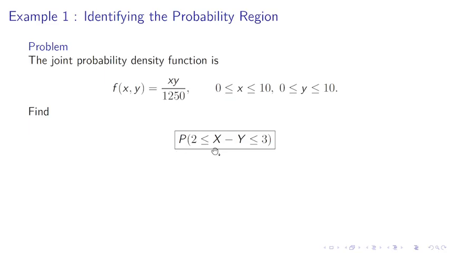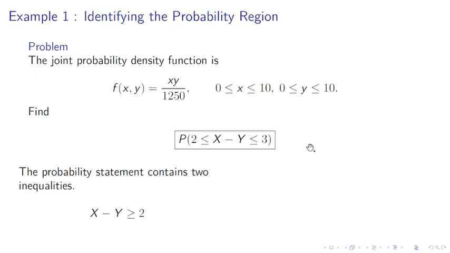Probability of 2 less than or equal to x minus y less than or equal to 3. The probability statement contains two inequalities. x minus y must be greater than or equal to 2, since 2 is the minimum boundary for x minus y, and it must be less than or equal to 3. These two conditions are involved in our problem, so we need to find the probability such that both conditions are satisfied.